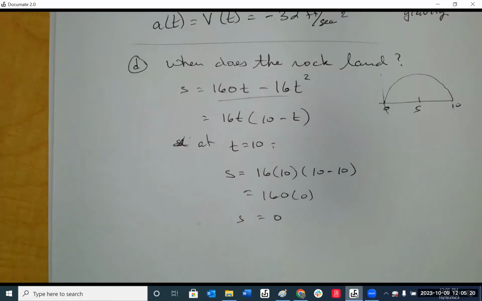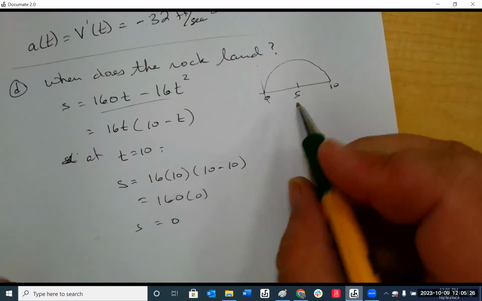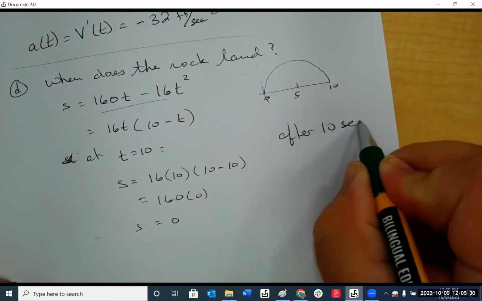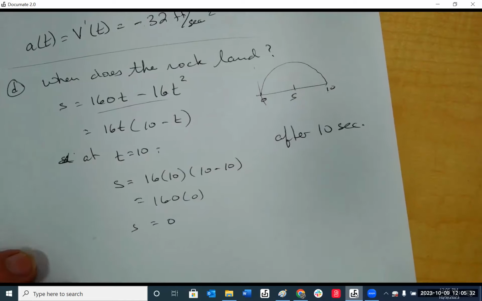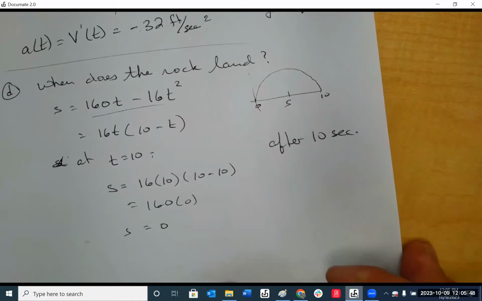Okay, now why is that? Oh, the ground hits the ground again after 10 seconds. Make sense?